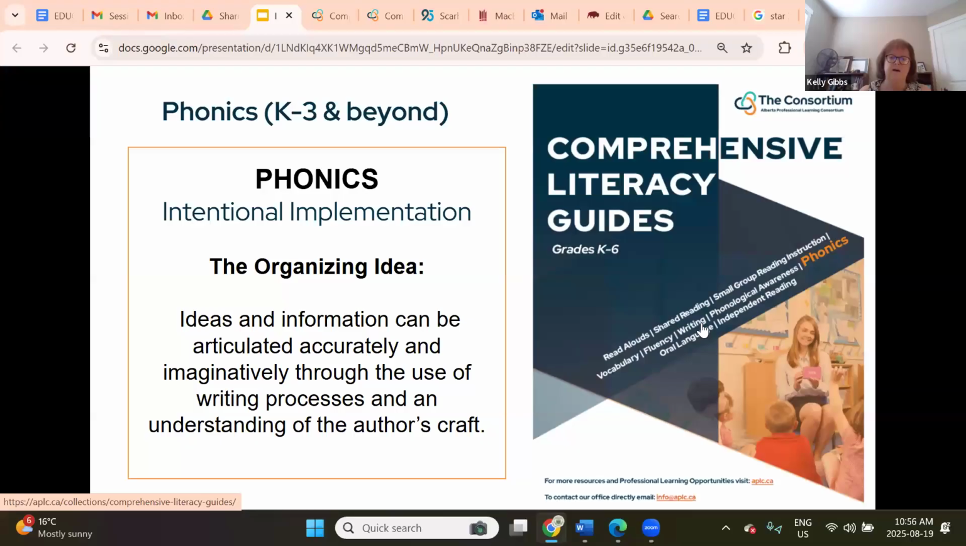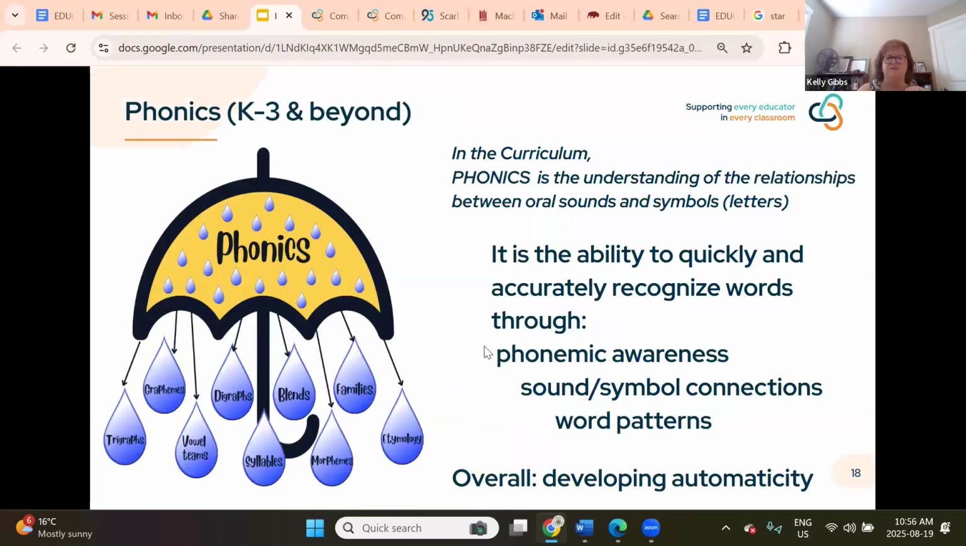And so this is our next guide of comprehensive literacy, the phonics piece, and it looks at, again, intentional implementation. The organizing idea for K-3 and beyond is that ideas and information can be articulated accurately and imaginatively through the use of writing processes and an understanding of the author's craft. So that takes place over time. Oops. I feel like I want to change that, but I'll come back to that.